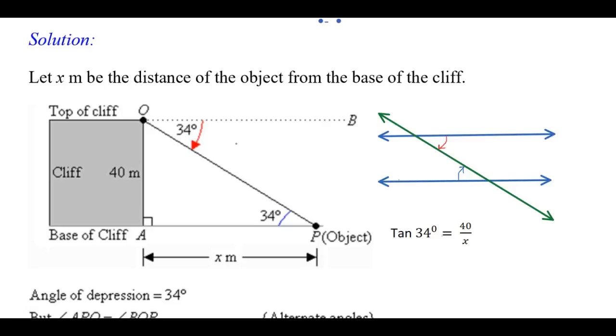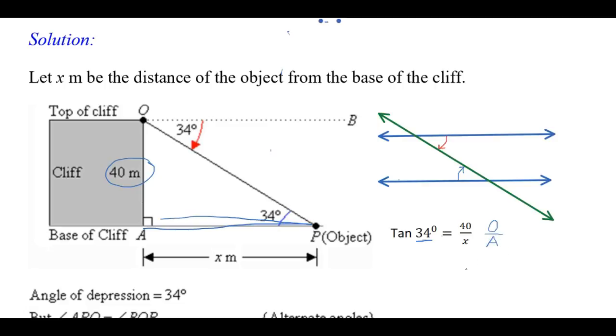So if we let x be the distance of the object from the base of the cliff, and we've drawn our triangle, we have to decide what trig ratio we're going to use: sine, cosine, or tangent. The tangent ratio is what we will use because of what's given. They've given us that the height from the base of the cliff is 40 meters, and the distance is what they're looking for, this distance right here. So you're going to use the tangent of 34 is equal to the opposite over the adjacent. If you need to review, go back and look at your tangent ratios. But the opposite over adjacent is what we're looking at here.